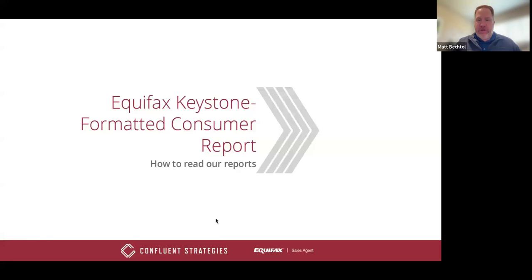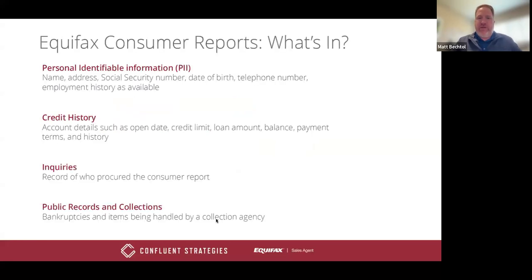And so to get started, the first thing we're going to talk about is within a consumer credit report for Equifax, what is included and what is not included. First and foremost, what we call PII or personal identifiable information. This is obviously your name, address, social security number, date of birth, phone number, and then employment history as available.